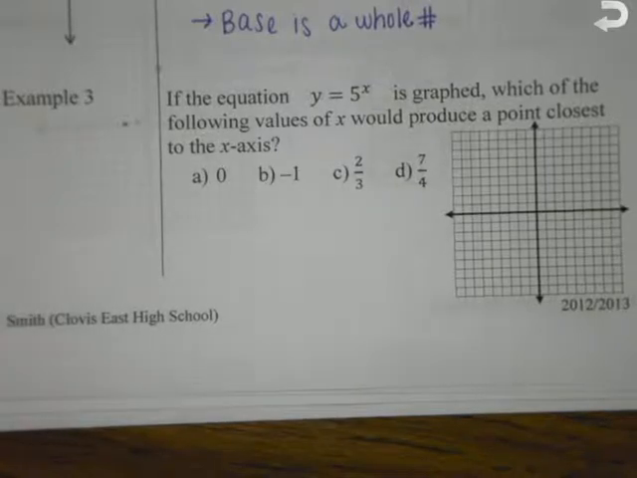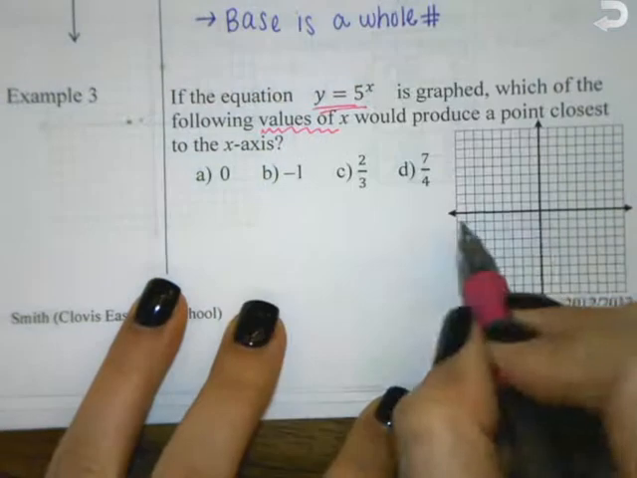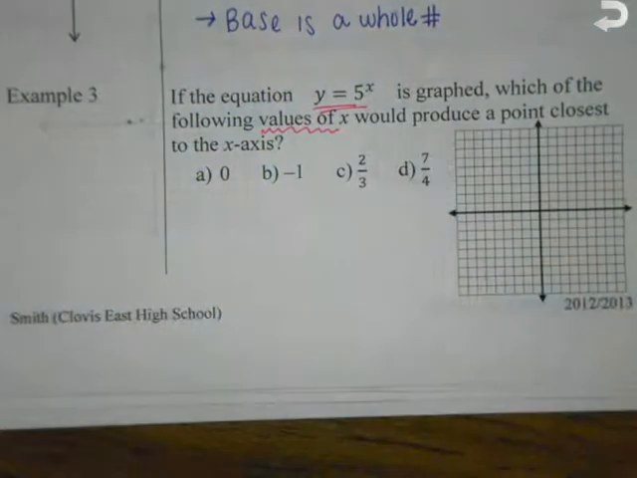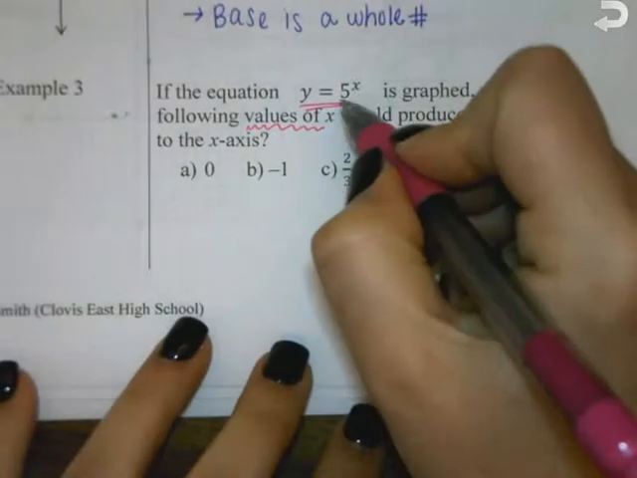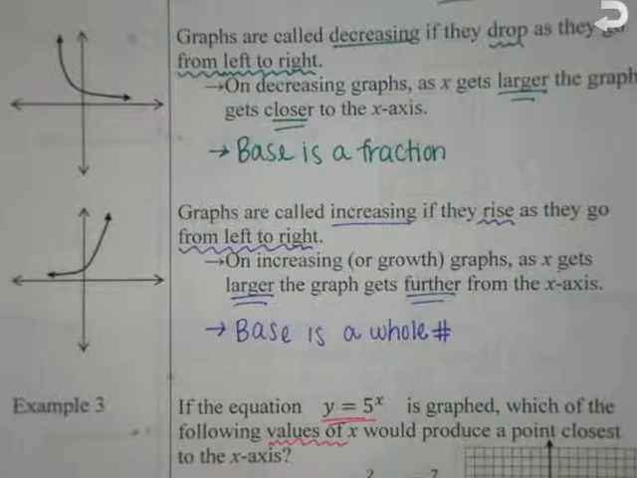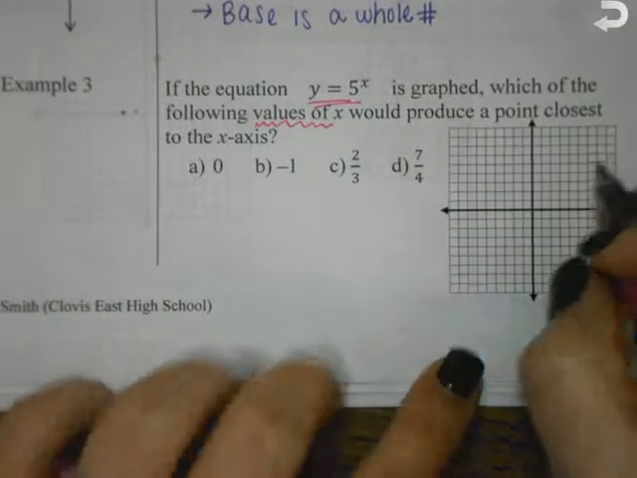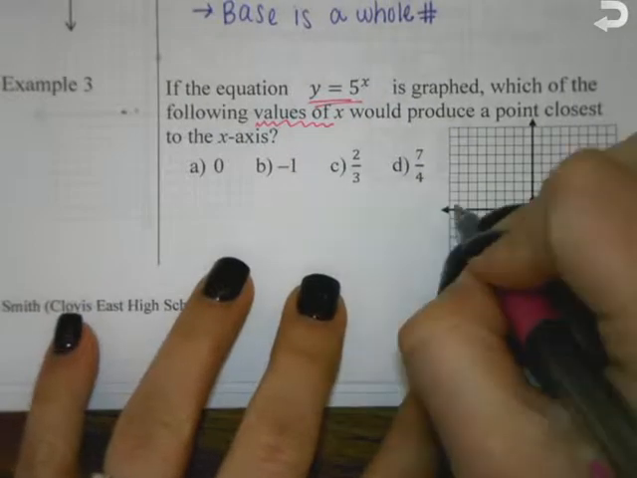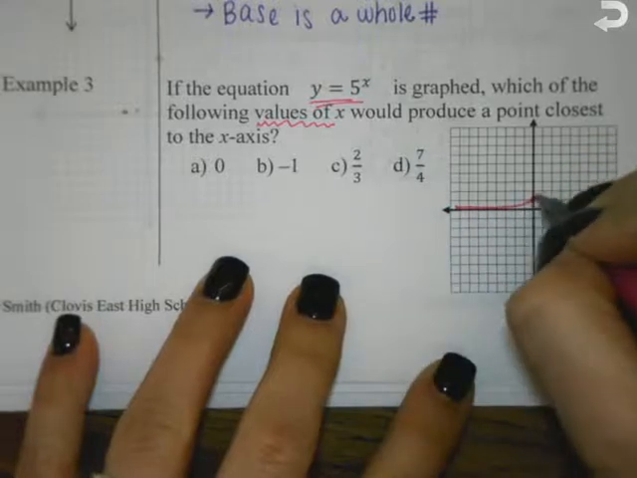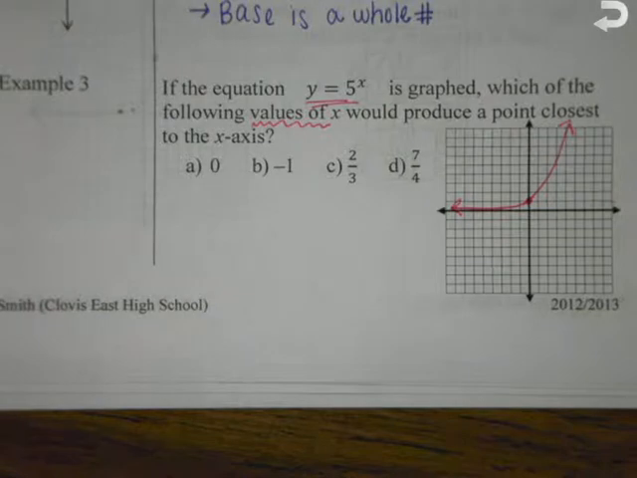Okay, guys, so if the equation y equals 5 to the x is graphed, which of the following values of x, and this is the important part, so we're looking at the x-axis here, would produce a point closest to the x-axis? So based on the information I just gave you, my base is a 5. So is my graph going to be increasing or decreasing? Increasing. So just sketch the graph that's increasing. You don't even have to plug in all of the points. Just sketch it. We know it goes through 0, 1. And then if it's increasing, that means it gets bigger. Okay, so just sketch it. It doesn't have to be perfect.